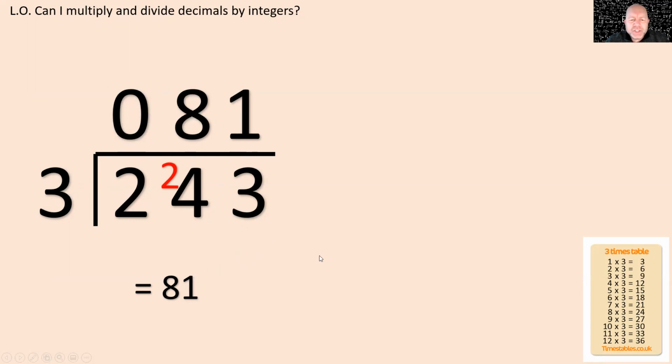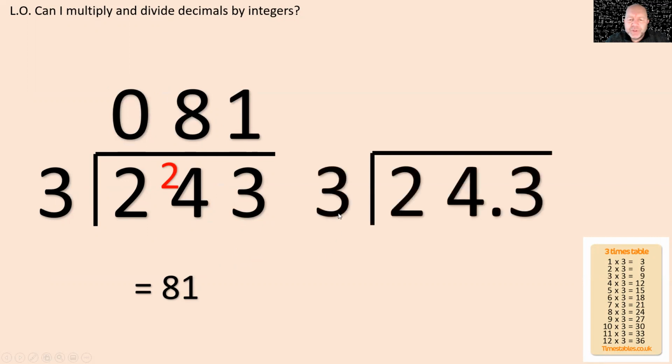Let's look at those same digits, but in decimal form. So this time we're going to say how many 3's are in 24.3. We're still dividing by 3, and we've still got 2, 4, and 3 in our calculation. The decimal point is our only difference. And let's see what happens.